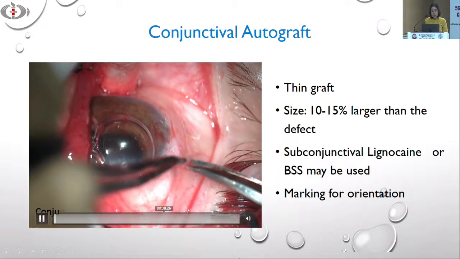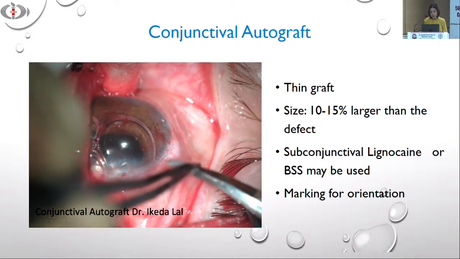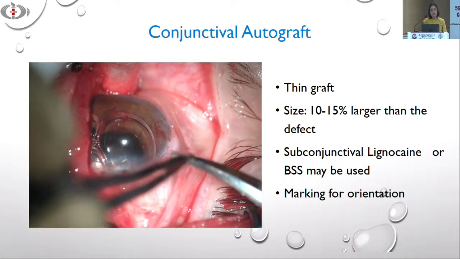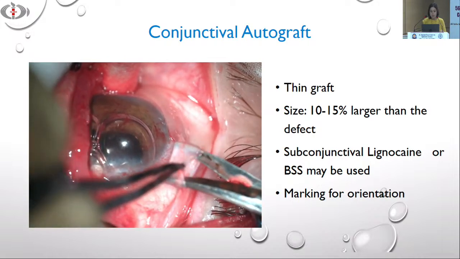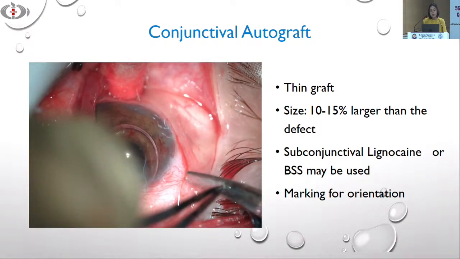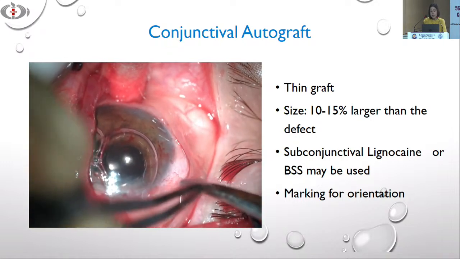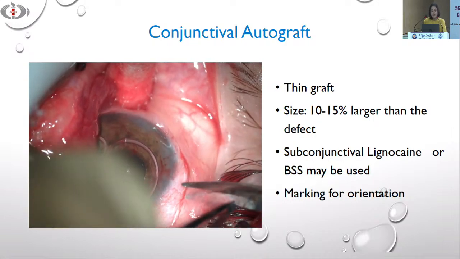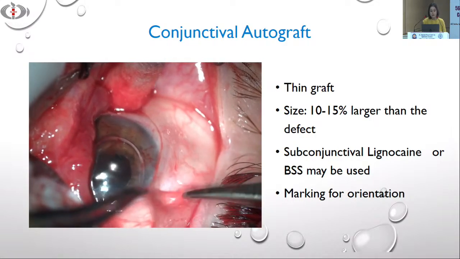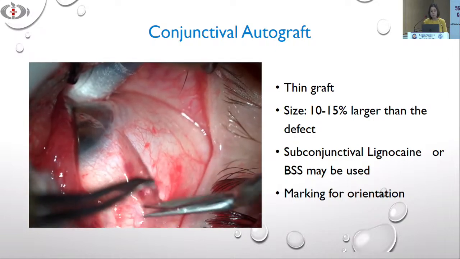Okay, right. So once we have dissected the subconjunctival tissue, we measure the defect that we have created, and then accordingly we can harvest an autograft. It should ideally be a little larger than the defect because it can always be trimmed to size. And here the aim is to try and get a thin autograft with a minimal amount of subconjunctival tissue or the tendons. And the thinner it is, it sits in very beautifully and doesn't tend to balloon up.